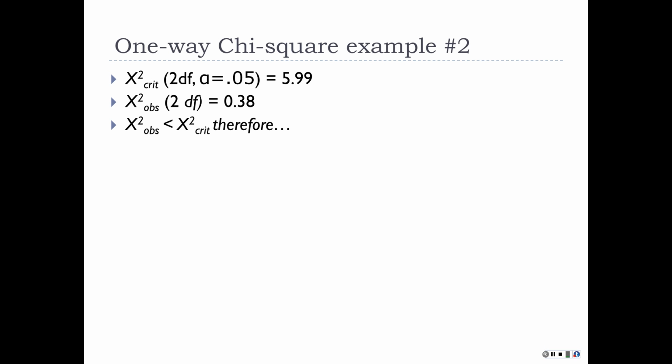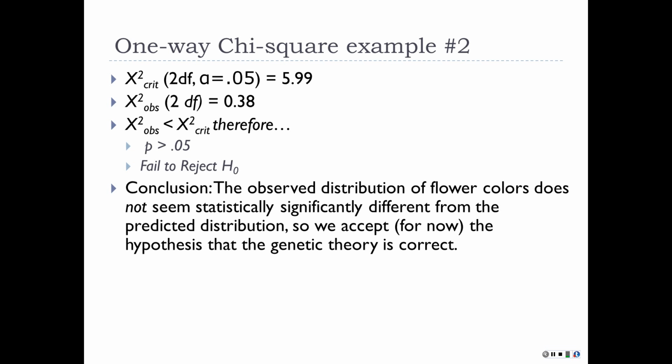Observed is less than critical. The observed value is less than the critical value by quite a lot. Therefore, p is greater than 0.05. We don't know exactly what p is, and we don't care. And we are going to fail to reject the null hypothesis. So in conclusion, the observed distribution does not seem different from the predicted distribution. So we accept for now the hypothesis that her theory about the gene being neither dominant nor recessive is correct.